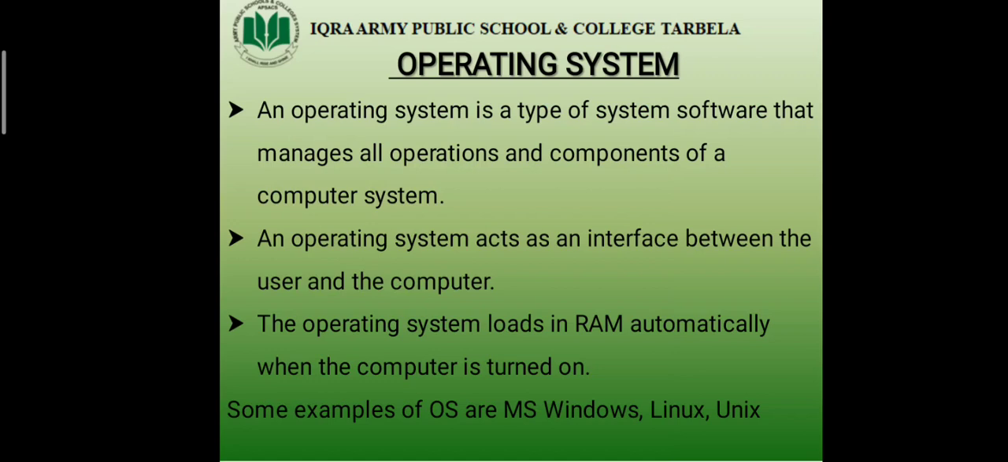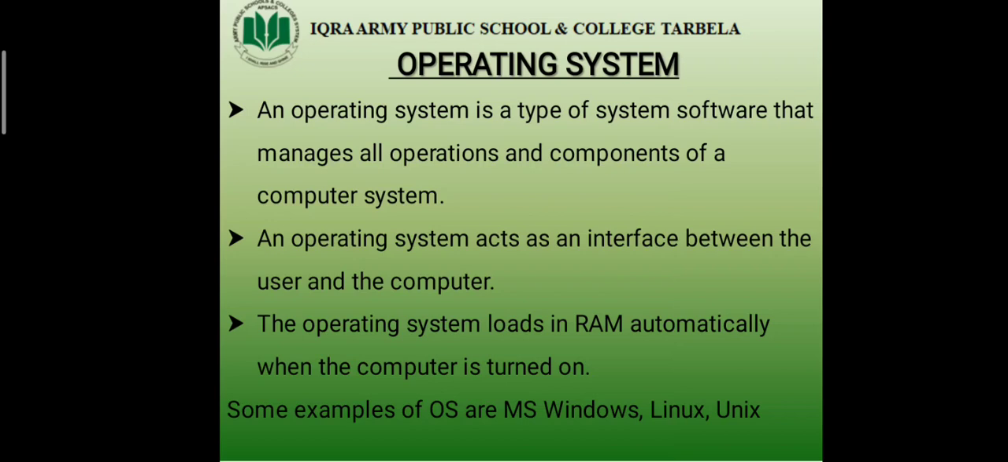An operating system is basically a type of system software that manages all the operations and components of a computer system. What does it mean? You can say that an operating system is used to operate the computer. An operating system acts as an interface between the user and the computer. You can say that operating system is an interaction between the user and computer. It provides an interface.